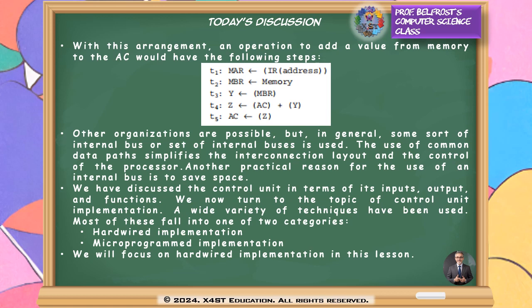So we have discussed the control unit in terms of its inputs, outputs, and functions, and now we turn to the topic of control unit implementation. There is a wide variety of techniques that have been used, but most of these fall into one of two categories. The first one is hardwired implementation. The second one is microprogrammed implementation. Both of these have a dedicated explanation. I will focus on hardwired implementation in this video, and the next video will focus on microprogrammed implementation. So let's start with hardwired implementation.